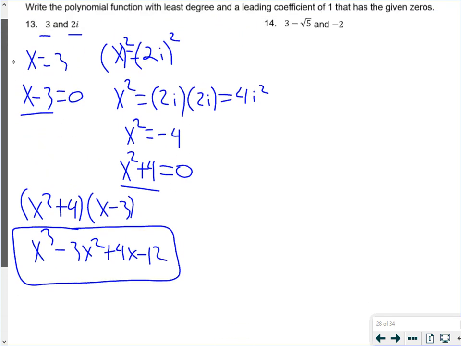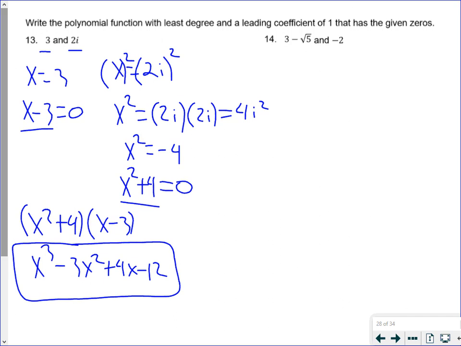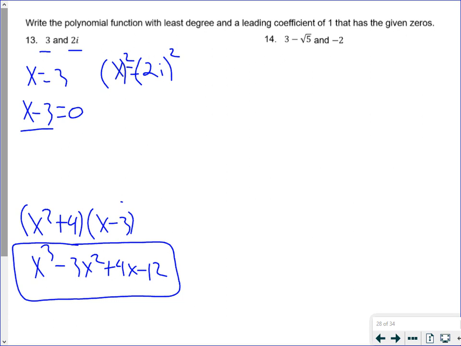All right, so let's go on to number 14 now. For number 14, we're going to go about it the same way. I'm going to erase this part right here to give myself a little more room. All right. So we have 3 minus root 5 and negative 2 as our two zeros. So we're going to do the same thing. We're going to set each zero equal to x. So x equals 3 minus root 5, and x equals negative 2.